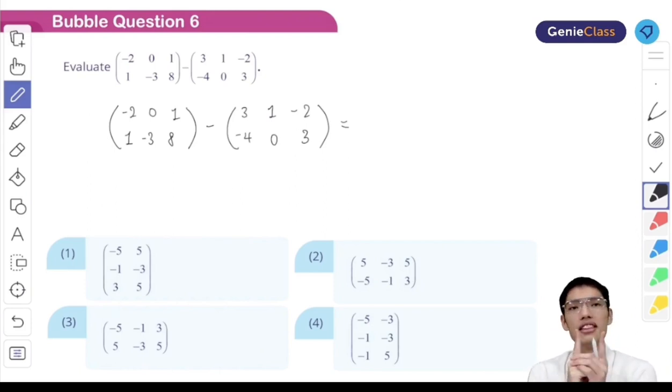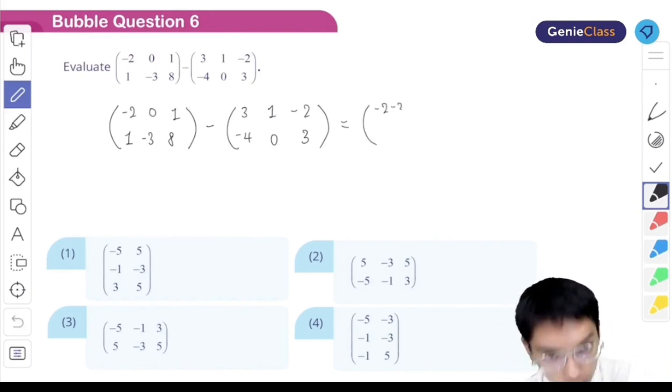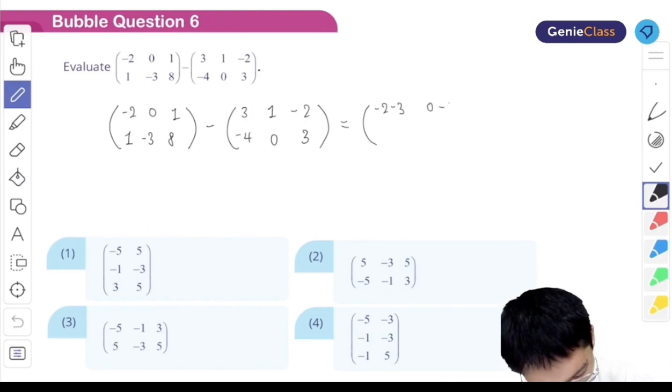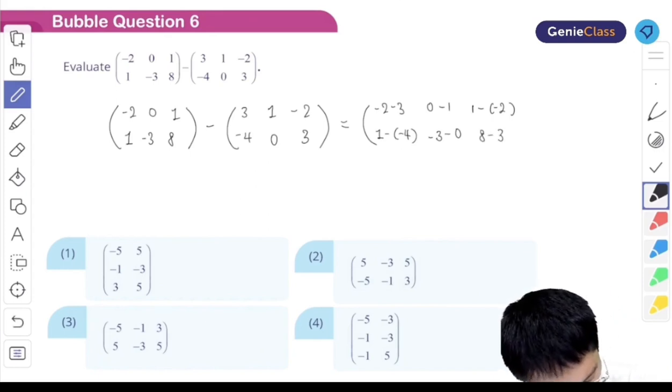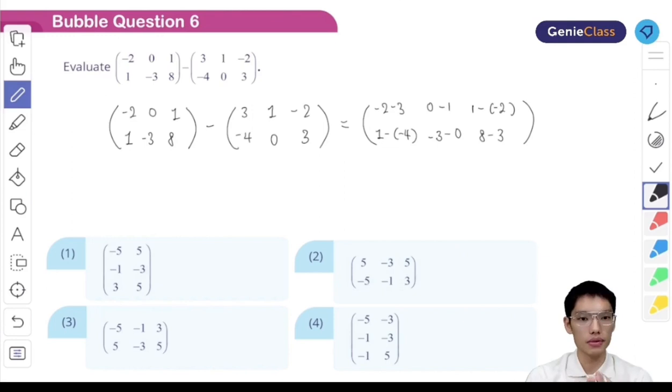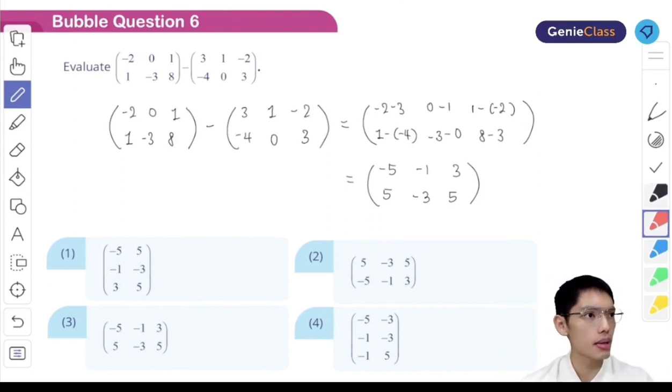Again, we are just, in this case, subtracting the elements over here. So minus 2, minus 3, 0, minus 1, 1 minus minus 2, 1 minus minus 4, minus 3 minus 0, and lastly, 8 minus 3. Again, evaluating each element over here, you are going to get -5, -1, 3, 5, -3, and 5. And this is the answer. That's why the answer is number 3.